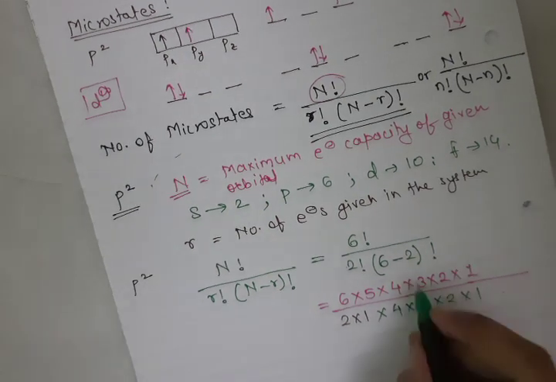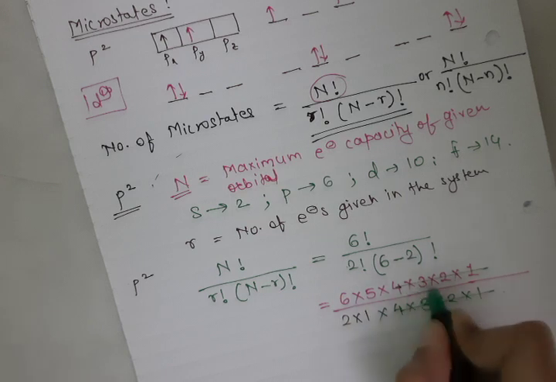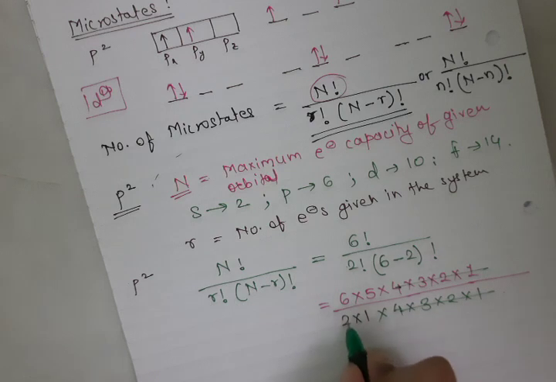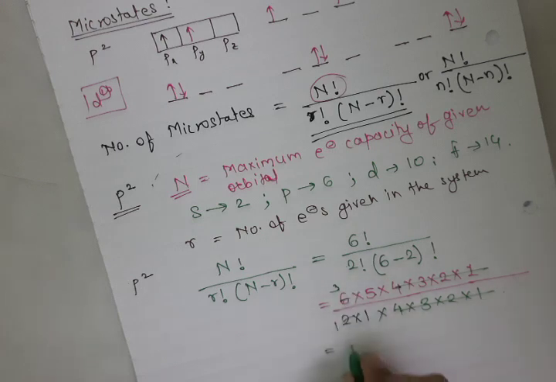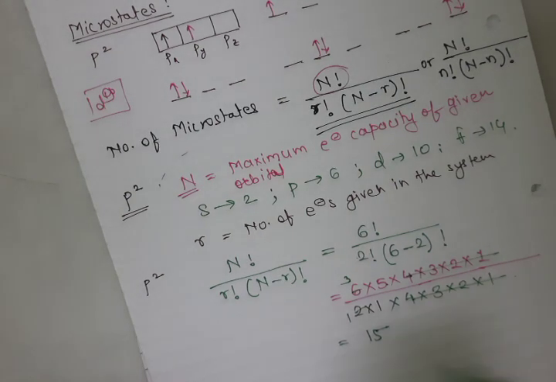Okay. Then what is the similarity in numerator and denominator? This is the similarity from 4 to 1. Cancel it. 4 into 3 into 2 into 1, similar is given in the denominator. So cancel this term. Now what is remaining? 6 into 5 upon 2 into 1. 2 into 1 is 2, and 2 threes are 6. So 3 into 5. 3 into 5 is 15. So there are 15 ways.